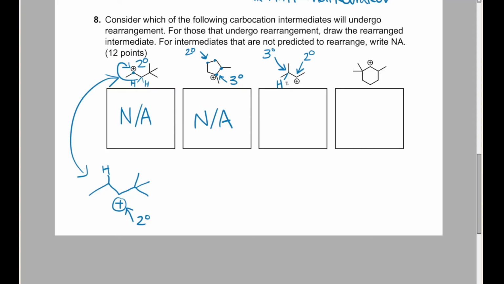So in this case, this hydrogen will shift over here, and you will get a new carbocation that looks like this, where it's tertiary and more stable than the original secondary carbocation.